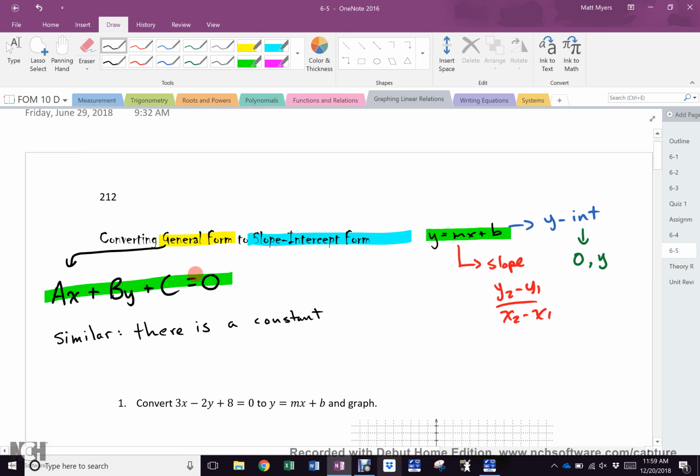Can you see another similarity? There are coefficients involved. Yes, there are coefficients. What else is similar? There's an X and a Y value. Everyone agree?